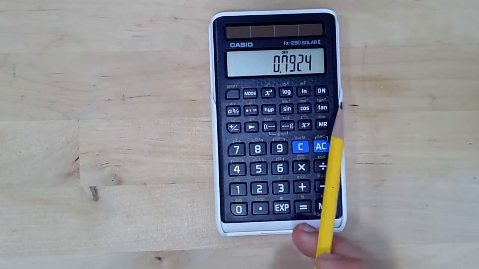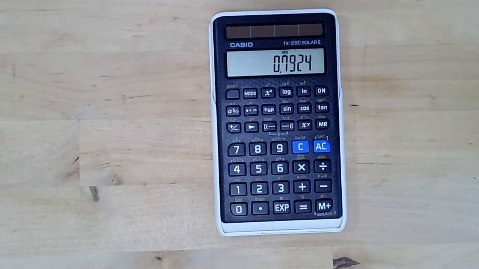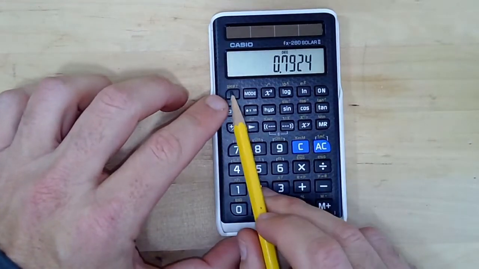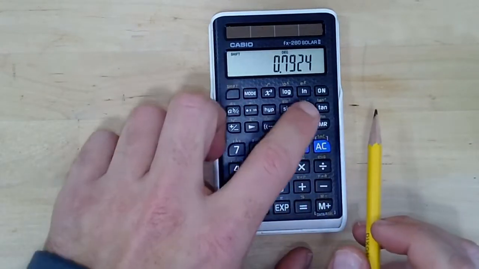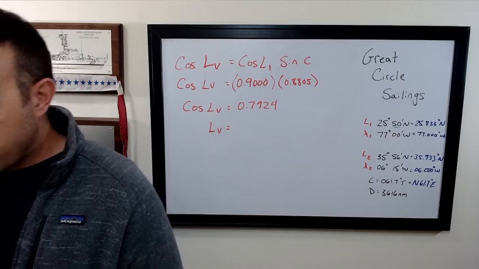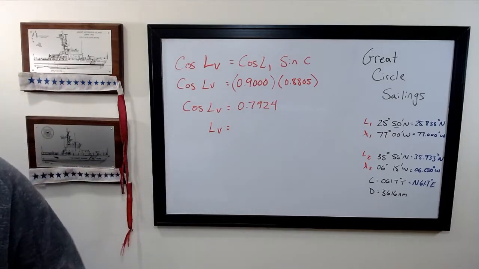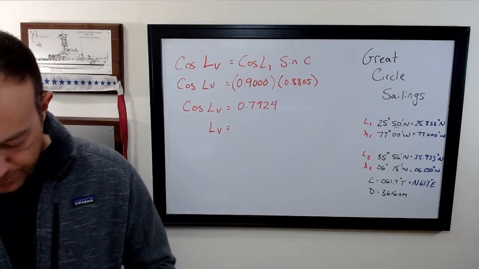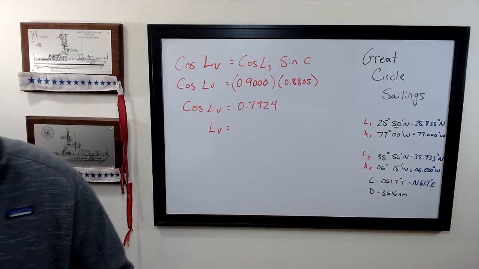So if you wanted to find the latitude of your vertex, what we need is the inverse cosine of this 0.7924 number. So we'll press shift and then cosine, and we get the inverse cosine, 1 over cosine as it were. All right, so our number comes out as 37.589 degrees.